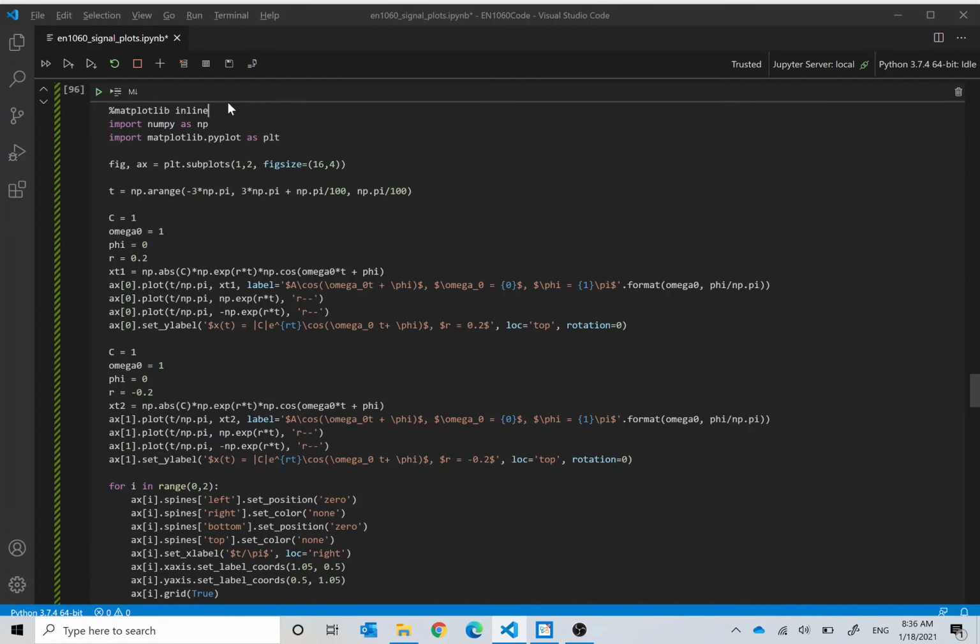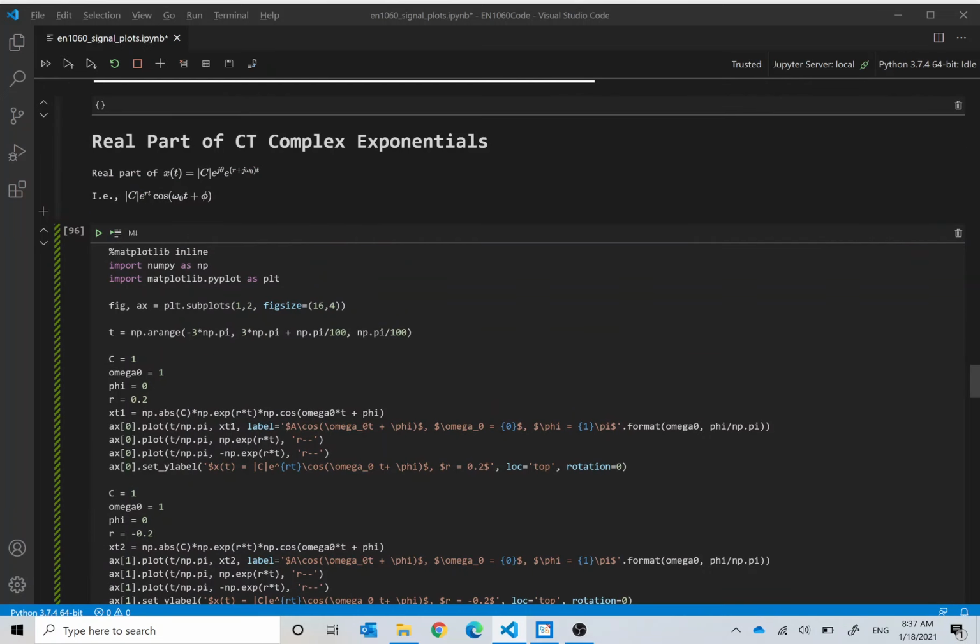Alright, now let's see how to plot these signals, starting with the real part of the CT complex exponential. So the real part, as we saw, is x of t equals magnitude of c e to the power of j theta e to the power of r plus j omega naught t. So that is magnitude of c e to the power of r t cos omega naught t plus phi. This is not the real part, this is the full signal, and we want to plot the real part of that, and that real part is this.